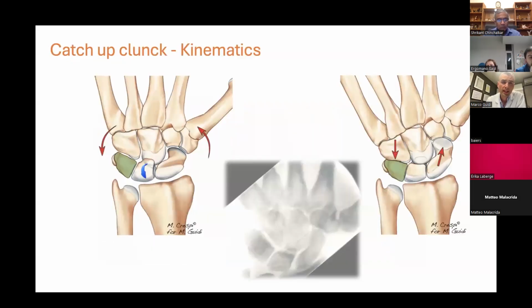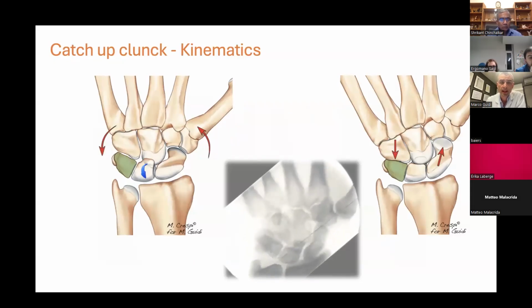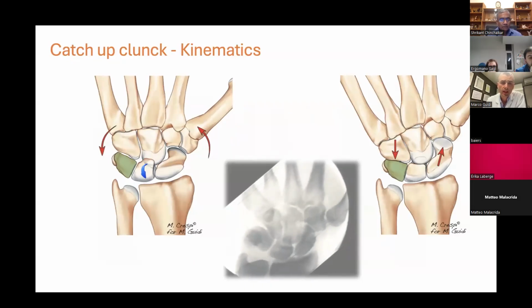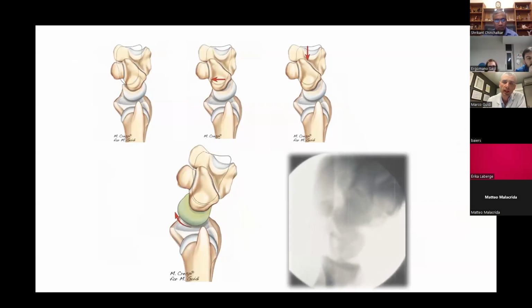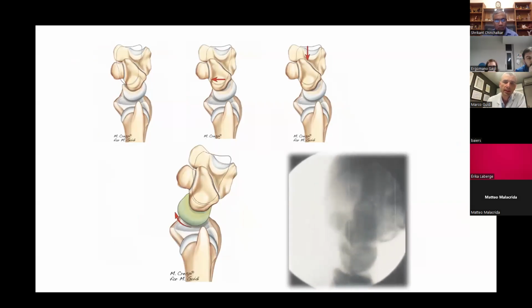So what is very common in this pathology is this catch-up clunk kinematics. If you see from these drawings, as soon as we have an ulnarization of the hand, we have major pressure on the triquetrum, and then we have suddenly a snapping of the lunate that goes into extension. So it's thanks to the distal row that we have this problem. And of course, as well, on the lateral side, you can see this snapping during the radial and ulnarization of the wrist.